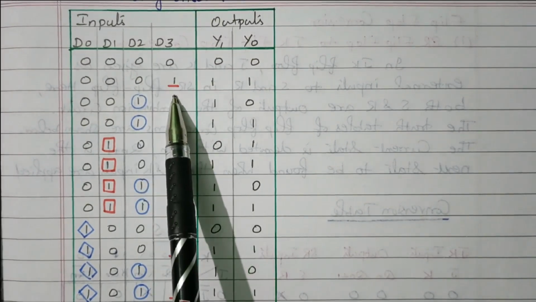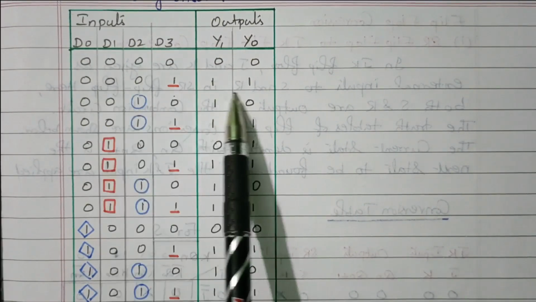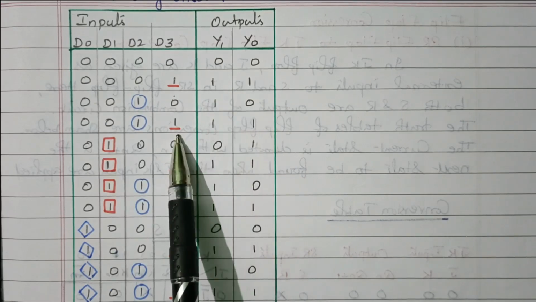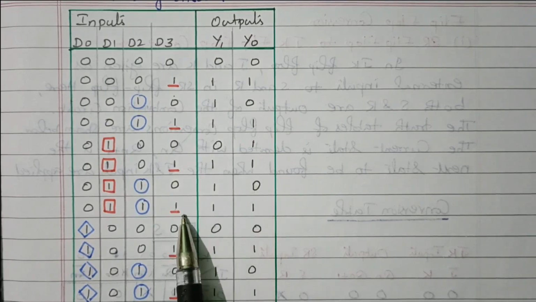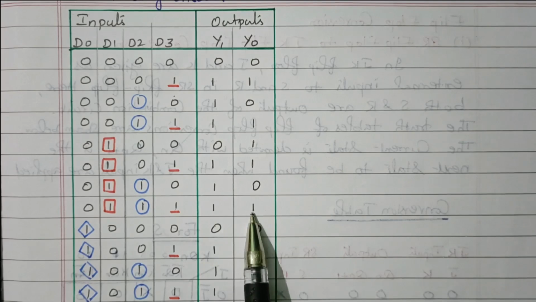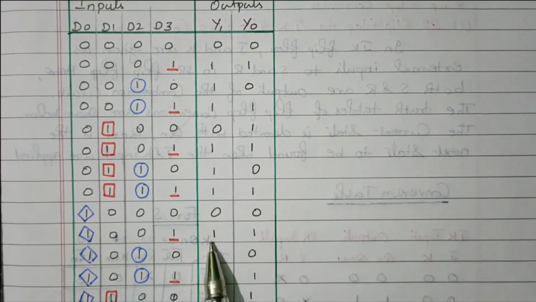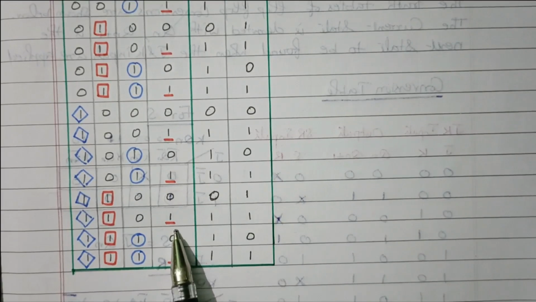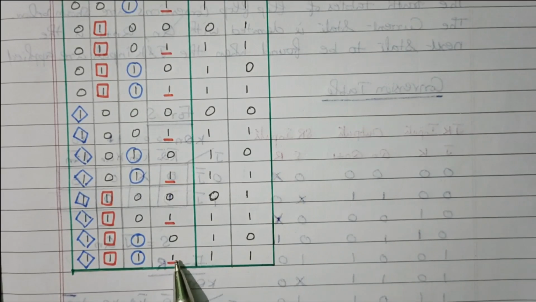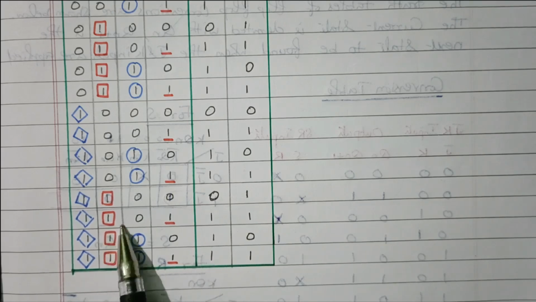If D3 is 1, whatever the other digits may be, we will get 1, 1 as the output. Here also D3 is 1, so the output is 1, 1, and the same in each of these rows, whatever the remaining digits are. So wherever we have D3 equal to 1, indicated by this red color line, we got the output as 1, 1. We need not check the remaining terms.